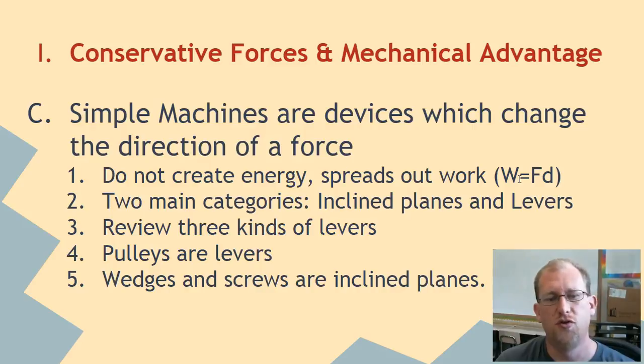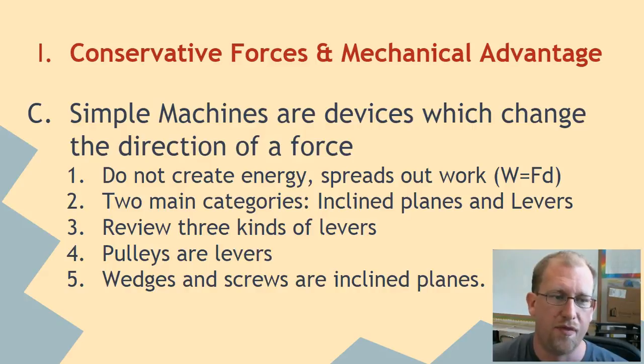Okay? There are 2 major categories of simple machines. One is an inclined plane and one is a lever. Everything else fits into one of those 2 buckets. We covered the 3 kinds of levers in physical science, and they are covered again in your chapter. I'm not going to go through them here. That's a review. If you don't remember the 3 kinds of levers, look at them in your book.